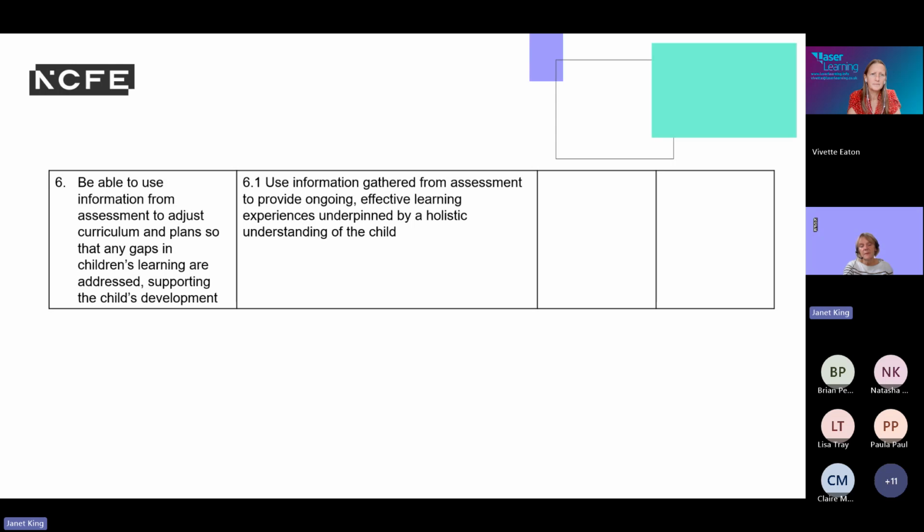And this is something that's happening again, incidentally, and if you think of where you want to get to in 7.1 or LO7, then you're building up all of this information through the practice that you have. So use information gathered from assessment to provide ongoing effective learning experiences underpinned by a holistic understanding of the child. And a holistic understanding of the child and an understanding of holistic child development, and those connections are something I can't emphasize enough.